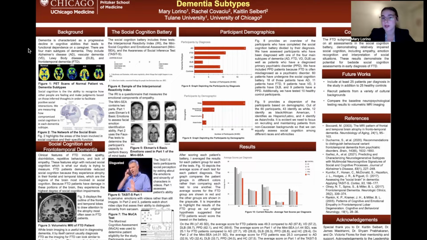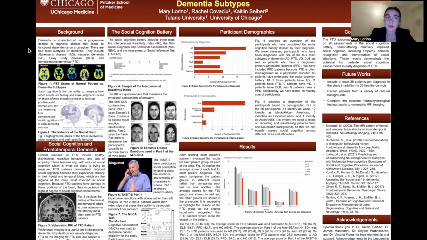This past summer, I had the privilege of conducting research at the University of Chicago Pritzker School of Medicine in the neurology department under Dr. Caitlin Seibert and Dr. James Mastriani. My research is entitled Assessing Social Cognition Across Dementia Subtypes.